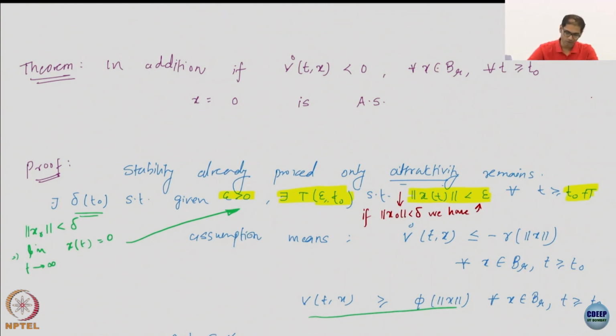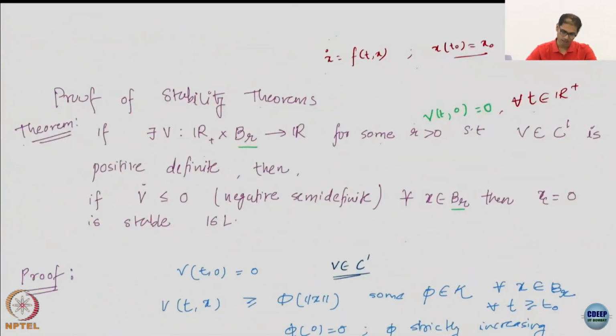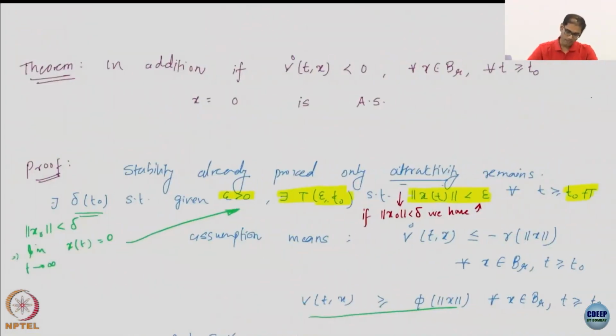So what does it say? I have not written the entire statement. I have just said in addition. What is in addition? You have V which is positive definite in some domain and for all time, and it is C1, and further it is negative semi definite for all x in BR, then the equilibrium is stable. In addition to that, if you also have that V dot is not just semi-definite, but in fact negative definite in that same domain for all time greater than initial time, then you have asymptotic stability.